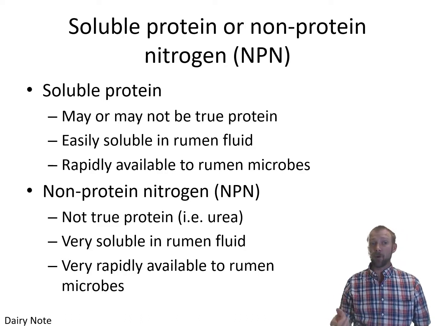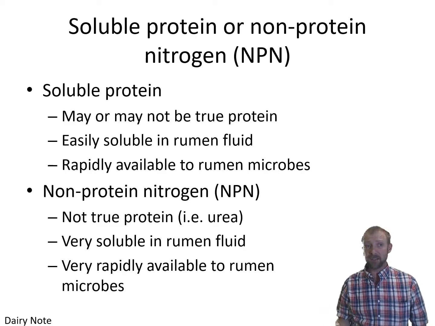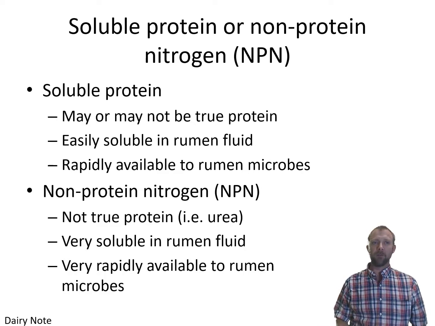Then we have soluble protein. It may or may not be true protein. It might be, for example, even amino acids and so forth. It's easily soluble in the rumen fluid. And again, it's also very rapidly available to the rumen microbes.